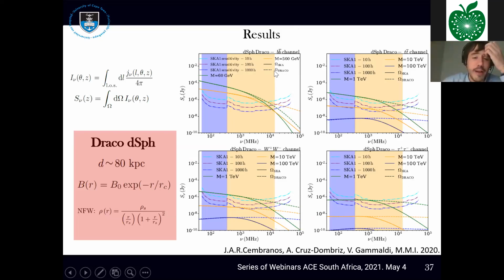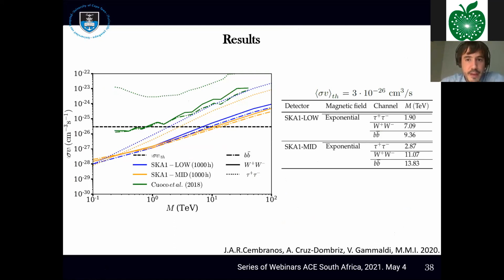Basically, when we calculate this signal, the channels we consider were dark matter annihilating into quarks, going to electron-positrons, then dark matter annihilating into bosons, going to electron-positrons, and also dark matter going to leptons and then to electron-positrons. Good. So this is what we get: the prospects for the SKA.